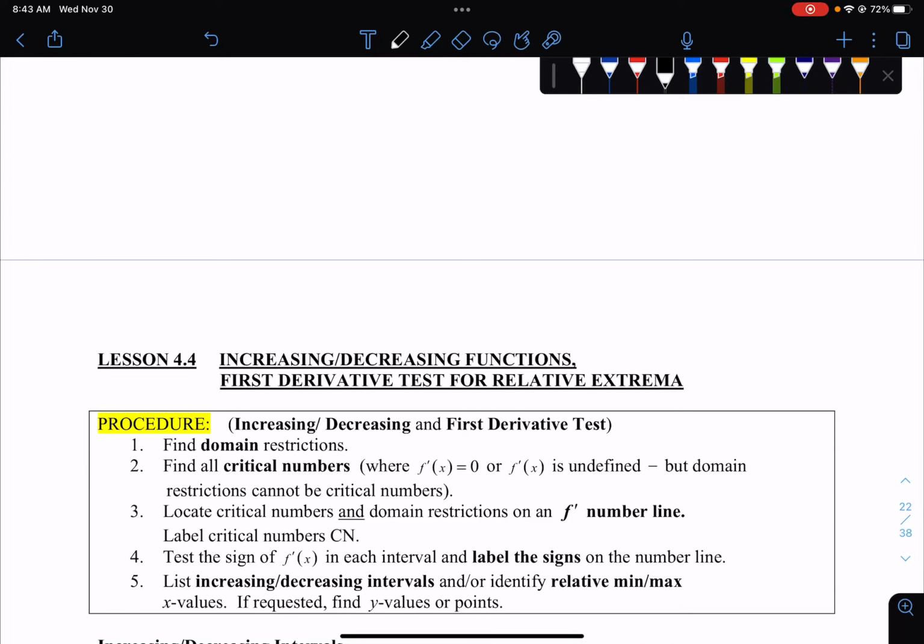All right, guys, so lesson 4.4, we're looking at using the first derivative to find when a function is increasing or decreasing, as well as recognizing the maximum and minimums. So we've already done this a little bit. We've already used the derivative to find a lot of this stuff, but maybe in other contexts.